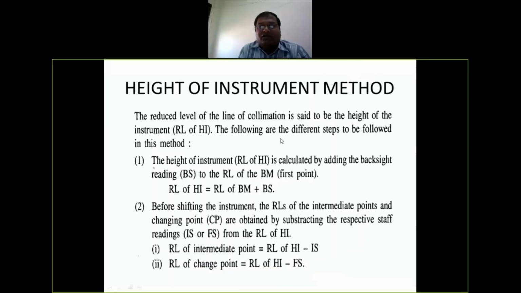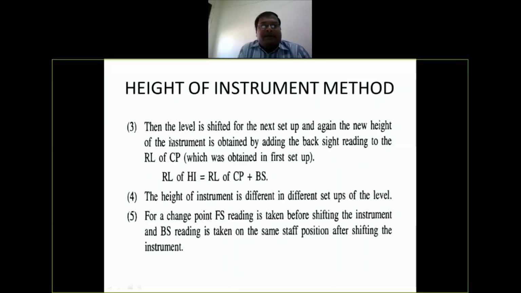We will solve some examples, so you will get the idea. Then the level is shifted for the next setup, and again the new height of the instrument is obtained by adding the backside reading to the RL of change point. So RL of HI is nothing but RL of change point plus backside. The height of the instrument is different in different setups of the level, and for a change point, foresight reading is taken before shifting the instrument, and backside reading is taken on the same staff position after shifting the instrument.